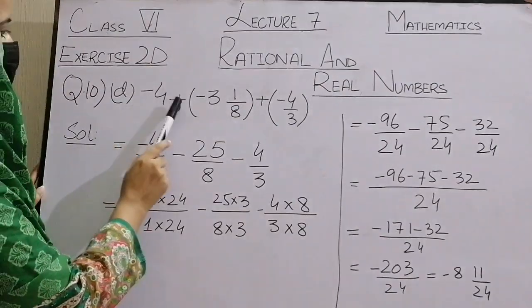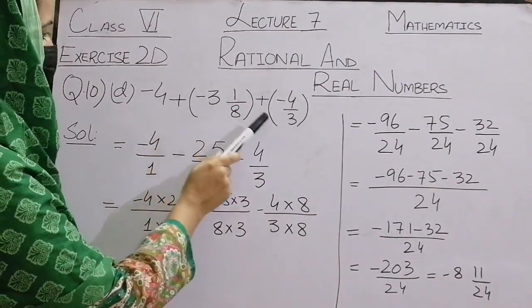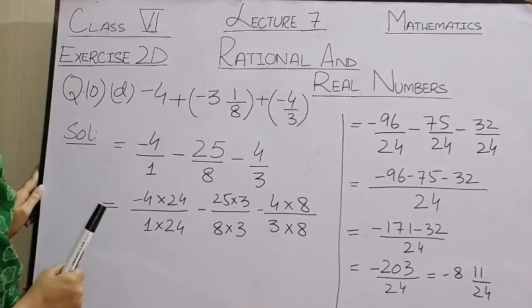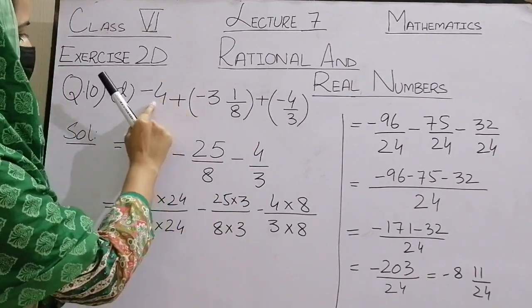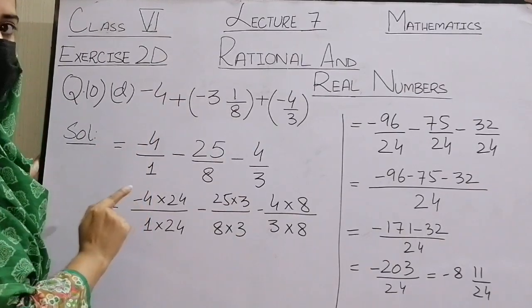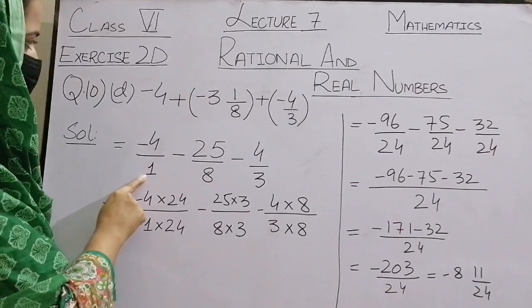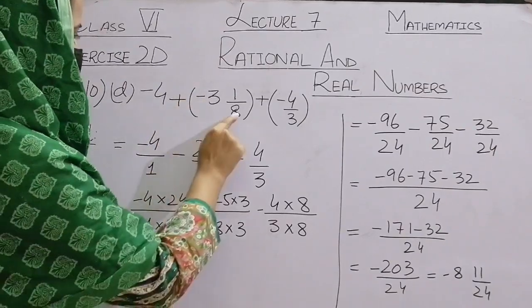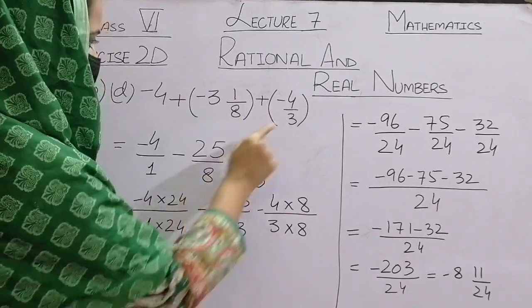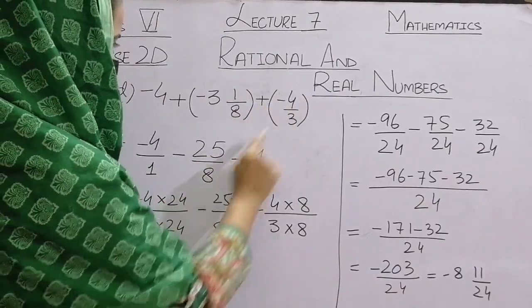Part D is minus 4 plus bracket minus 3 whole 1 by 8 plus bracket minus 4 by 3. Solve the brackets first. Also, whenever a number is without denominator, its denominator is 1. Plus minus minus. 8 3s are 24. 24 plus 1, 25 by 8 plus minus minus 4 by 3.